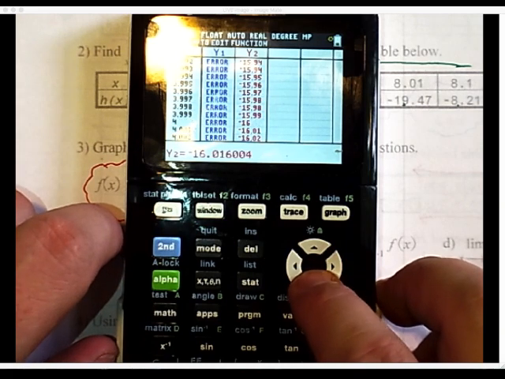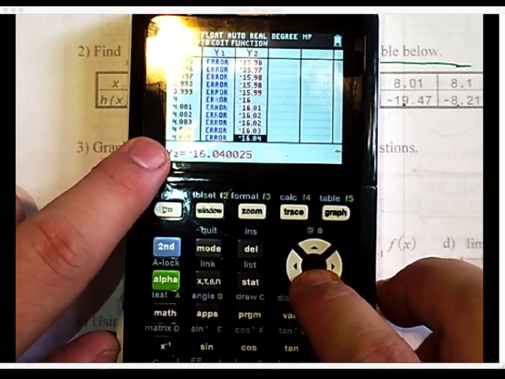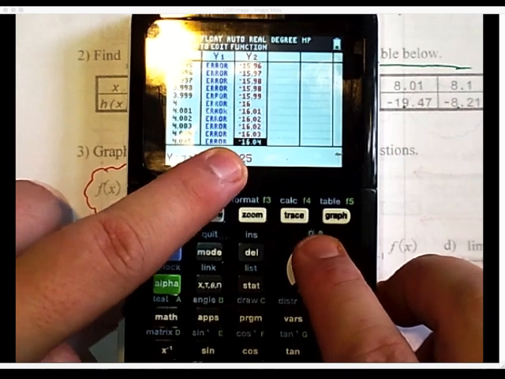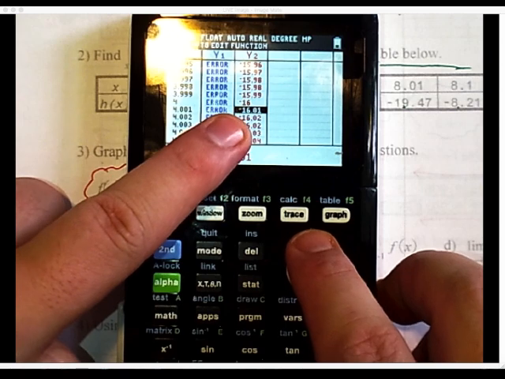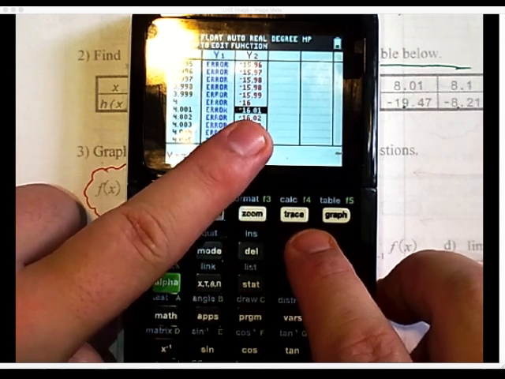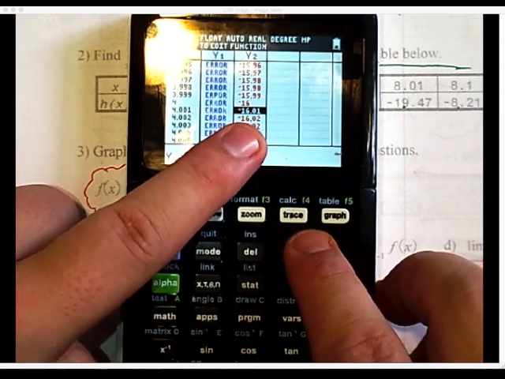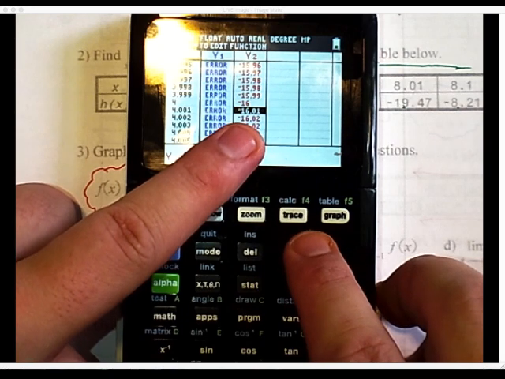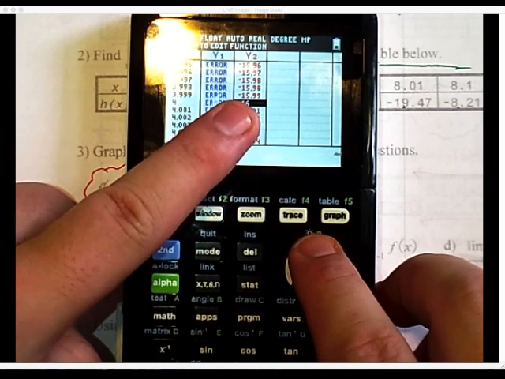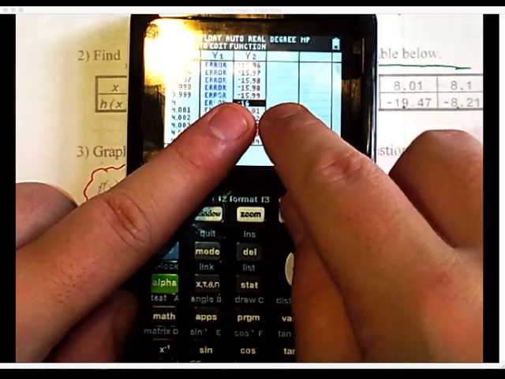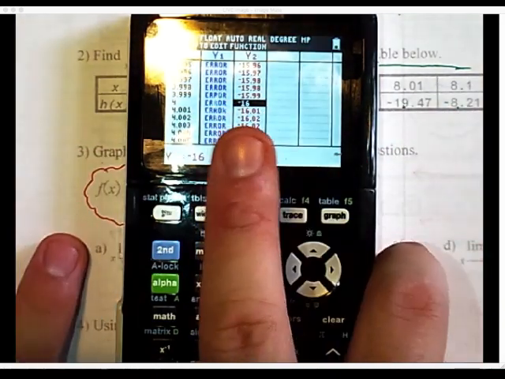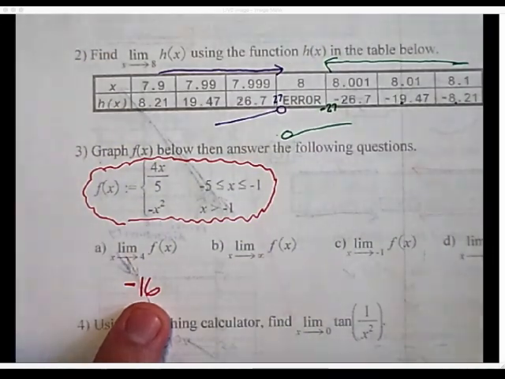What about if I came in from the other side? Okay, I'm getting negative 16.04, negative 16.03, negative 16.02. And the closer I go from the other side, coming in from the right, I'm still getting close to negative 16. Okay, now just because this says negative 16, that's not important. It's as you approach coming in from both sides. So that should confirm for you that the right answer there is negative 16.